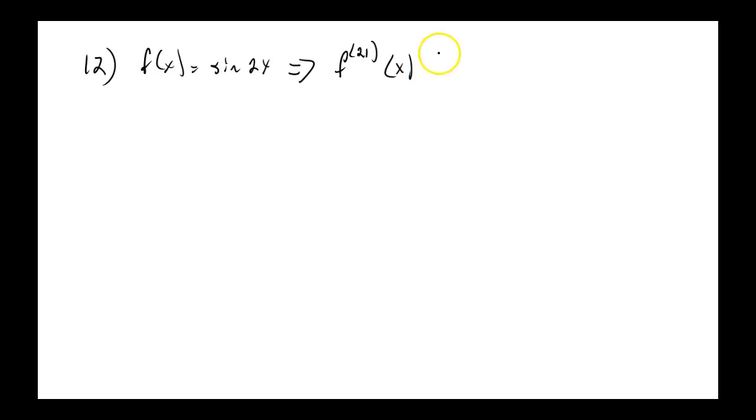All right, let's do 12. If f of x is equal to sine of 2x, okay, that's the given. And when they put it in parentheses like that, what does that stand for? You probably don't know, Richard. I do. Is that a 21? Yes. So the 21st derivative of f of x.